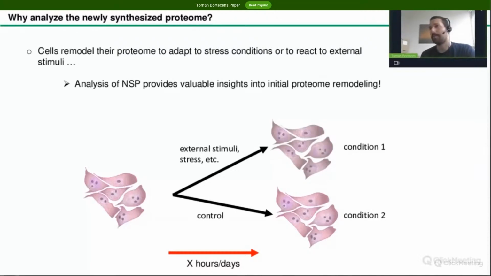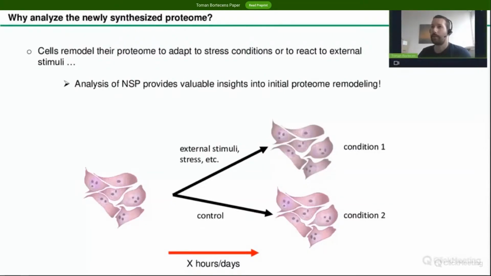Usually, however, this remodeling of the proteome can take quite some time, meaning between several hours or even days. And if we are interested in these initial responses of the cells, the analysis of the newly synthesized proteome can give us a snapshot of this initial proteome remodeling. This can be quite valuable to understand and also distinguish the primary responses of the cells versus secondary responses which occur later on. So that is why it's quite a valuable technique.